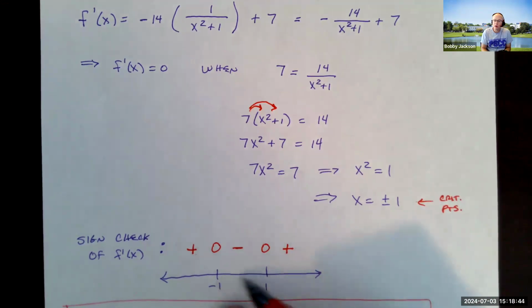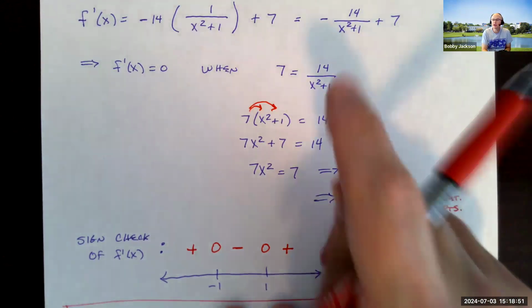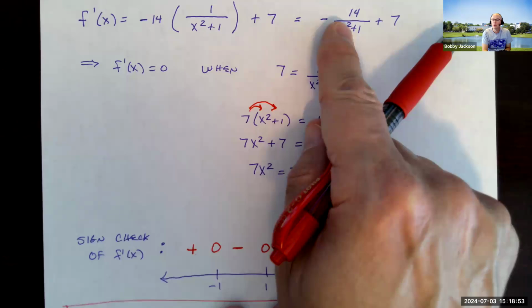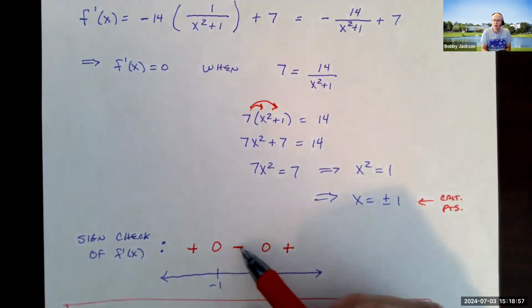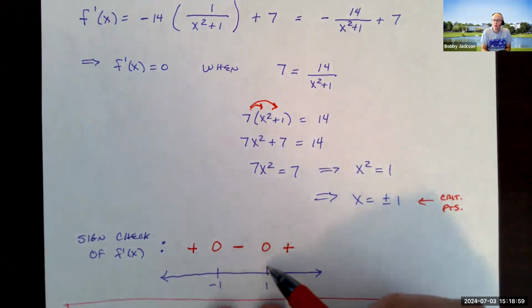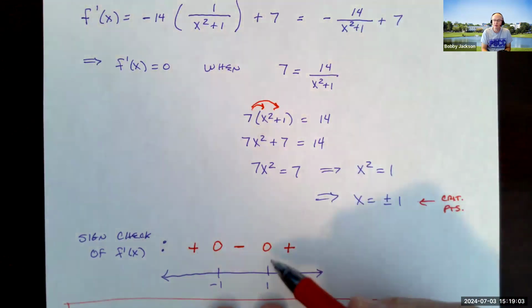Between -1 and 1, what value can I plug in? How about 0? That's a nice one between there. If I plug in 0, obviously the denominator is just 1, and 14 divided by 1 is 14. -14 plus 7 is -7, so it's negative. And then plug a number greater than 1 in. If you plug in 2, we're going to get a positive number as well.